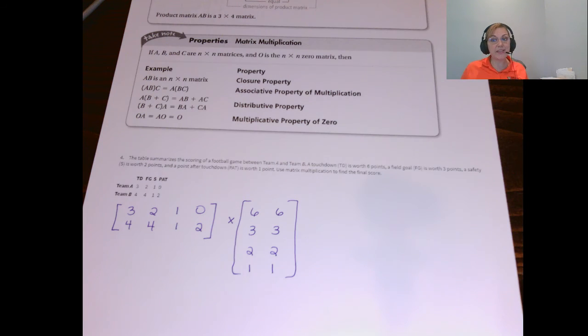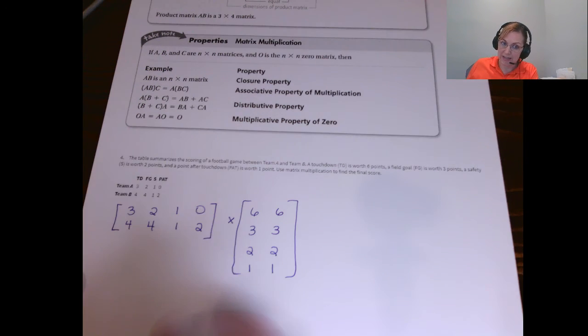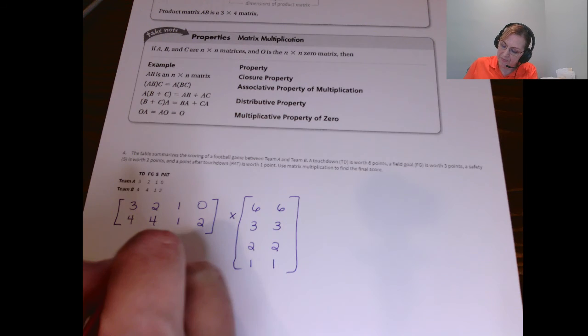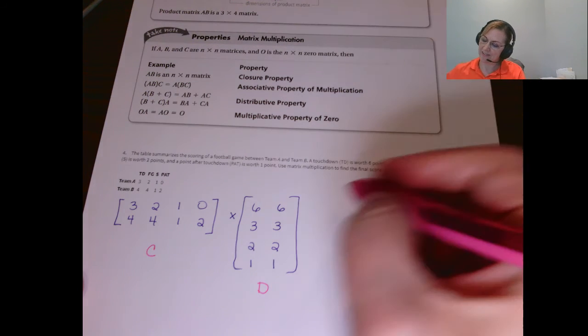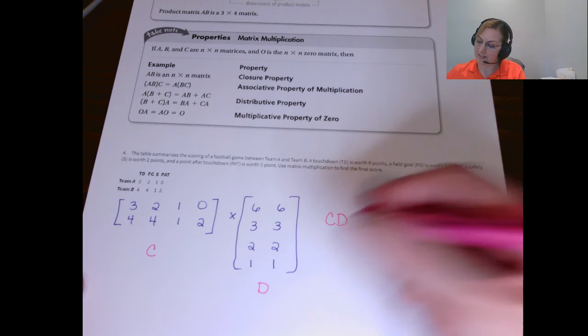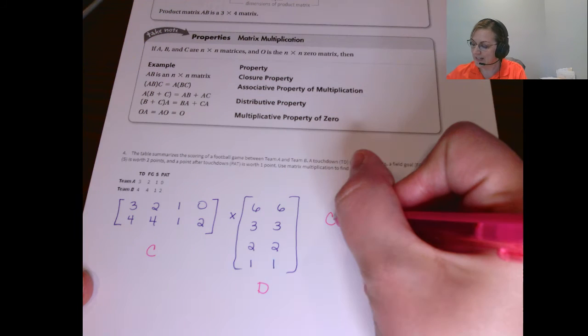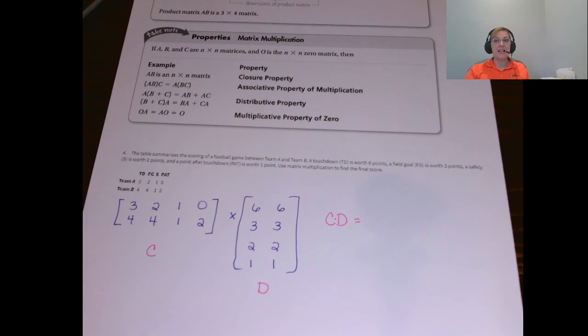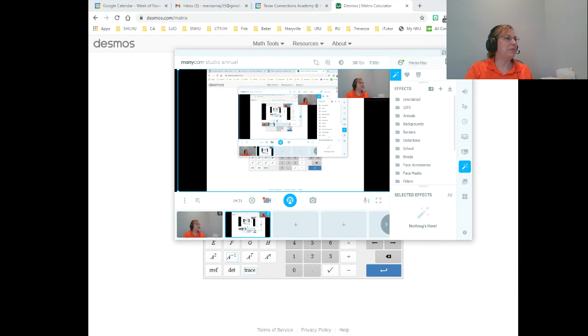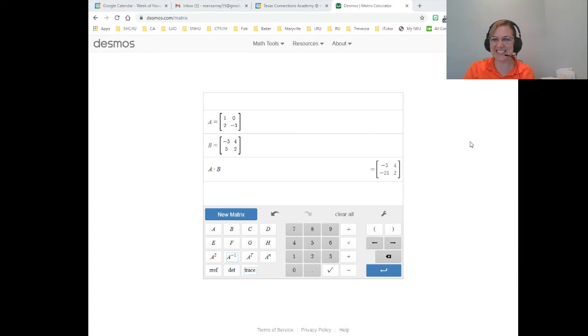Now this one, we're going to get the opportunity to change some of the dimensions on our calculator when we switch over. Just as a side note, we're going to be calling this matrix C and this matrix D so that we can get our C times D. Okay, let's switch over to our matrix calculator so that you can see that. Oh, let me close that. Makes it a little easier to see.